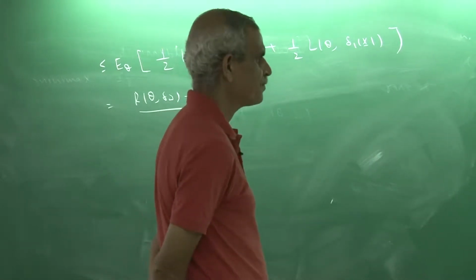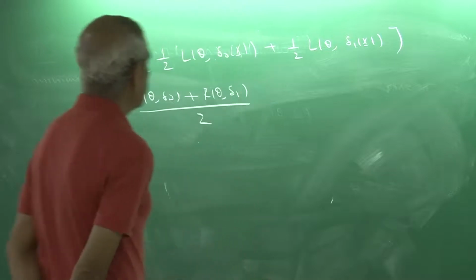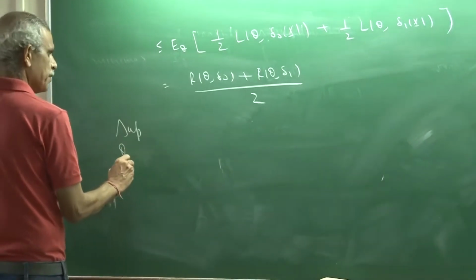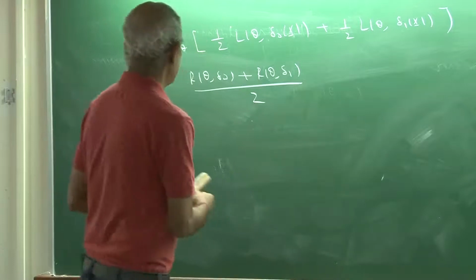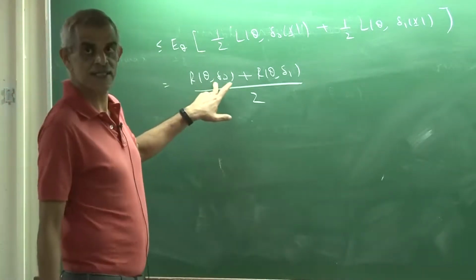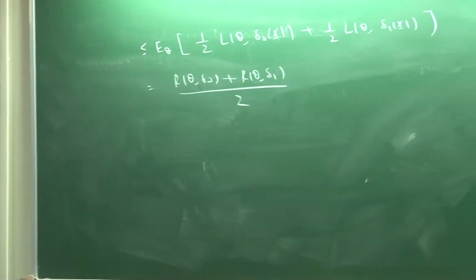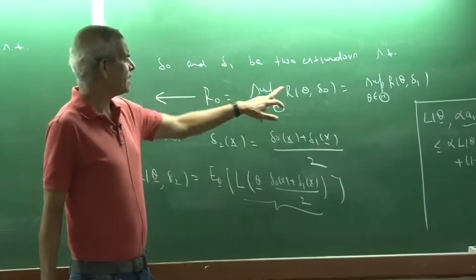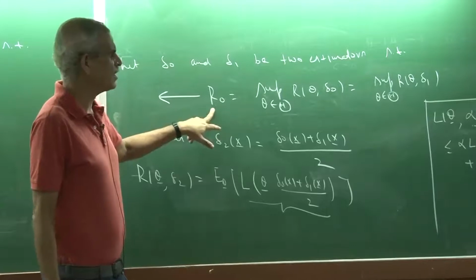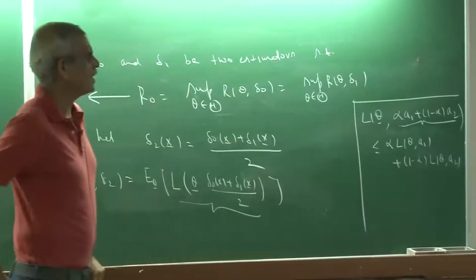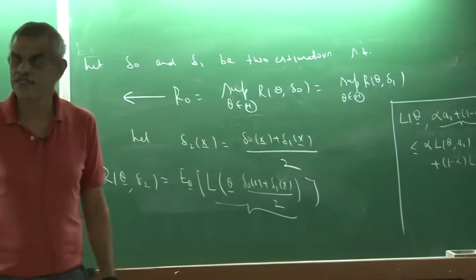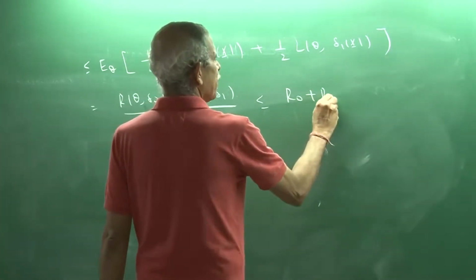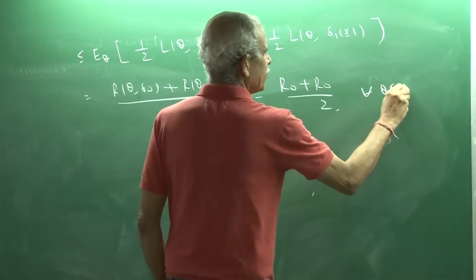What does that mean? So, the supremum over R(θ, δ0) and R(θ, δ1). But we have seen this condition implies that R(θ, δ0) is always less than or equal to r0; in fact, it is exactly the same as r0. And this condition implies that R(θ, δ1) would always be less than or equal to r0 for every θ. So this is always less than or equal to r0/2 plus r0/2 for every θ belonging to Θ.